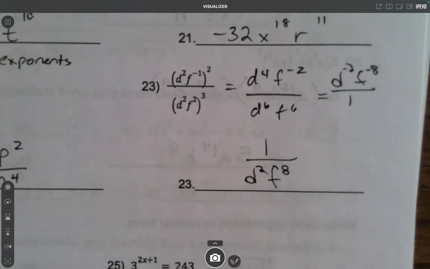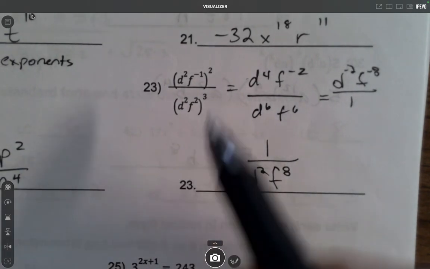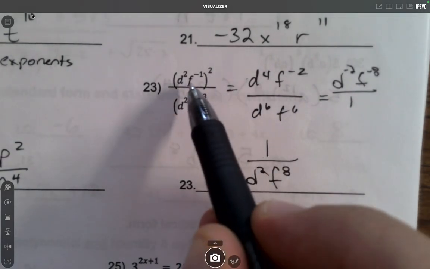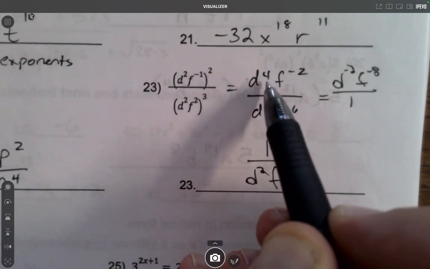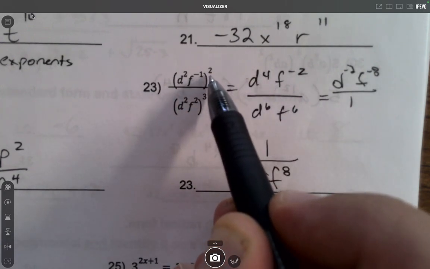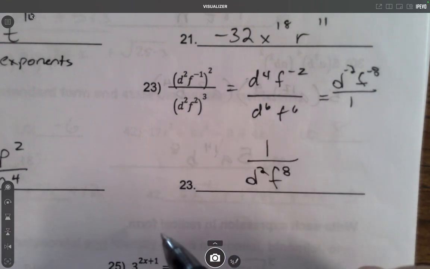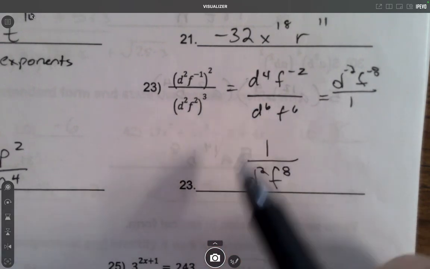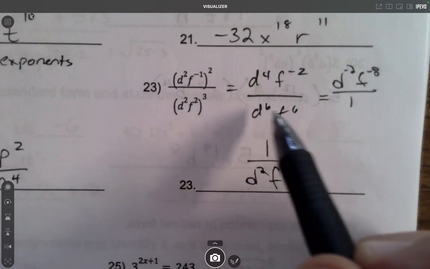Okay, last one, 23. We've got to apply several rules here. First, we have an exponent raised to an exponent, so we'll multiply 2 times 2 and get 4. Negative 1 times 2 and get negative 2. 2 times 3 and get 6. 2 times 3 and get 6.